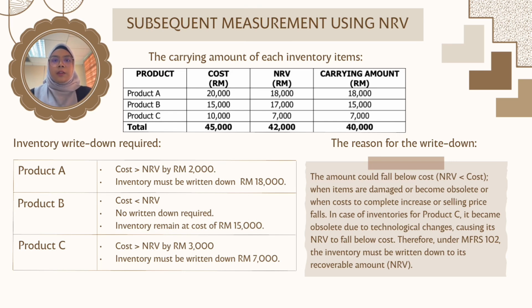The reason for inventory write-down is that products may become damaged, obsolete, or difficult to sell. For example, product C became obsolete due to technology changes, causing its NRV to fall below its cost. In conclusion, under MFRS 102, inventory is always reported at the lower of cost or NRV to ensure that assets are not overstated in the financial statements.